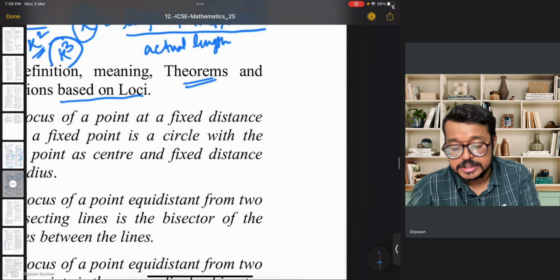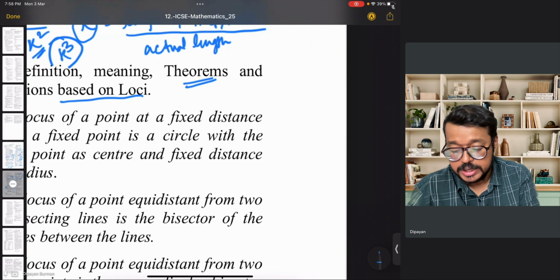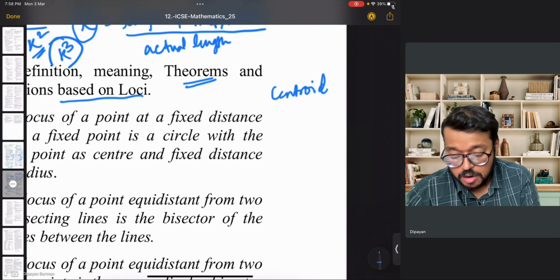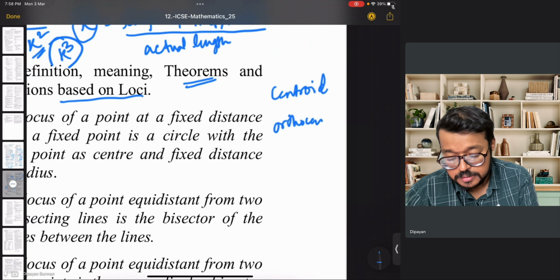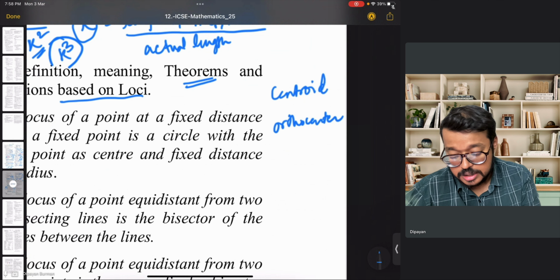specific to triangles, there are four centers of a triangle. So you can have something called the centroid, which is the intersection of medians, the orthocenter, which is the intersection of altitudes. Then we have the circumcenter.